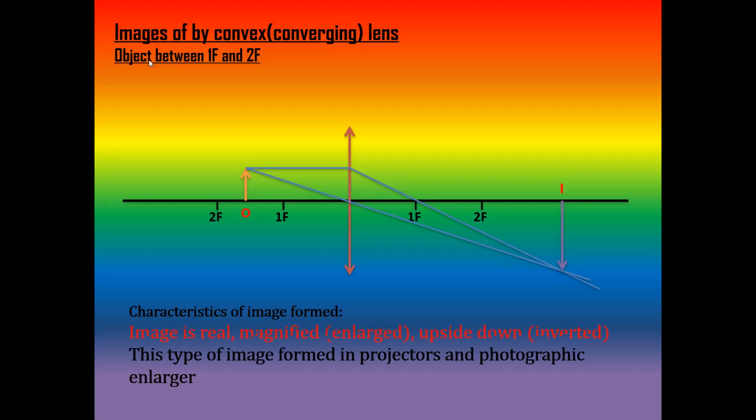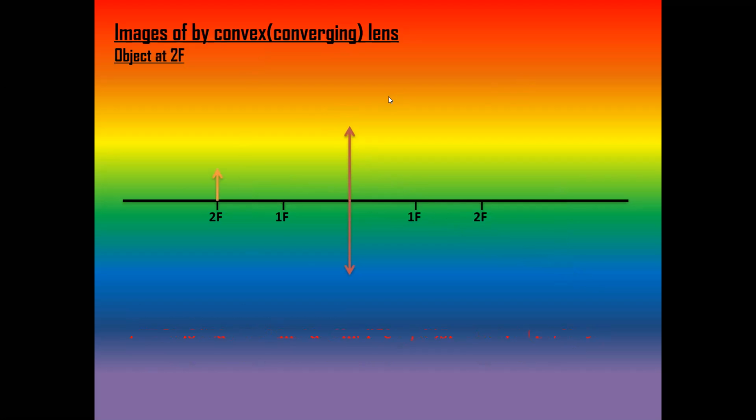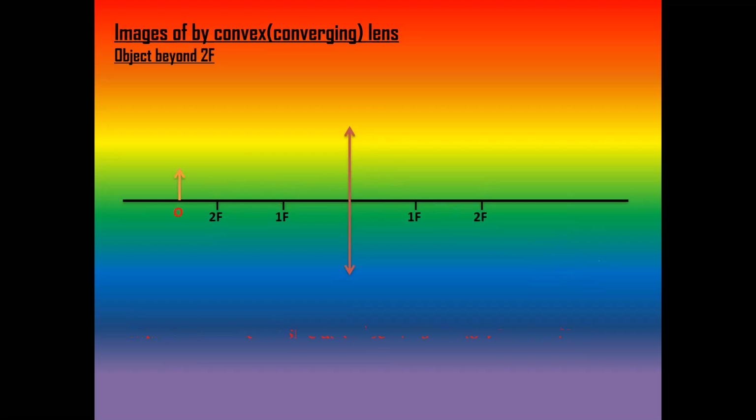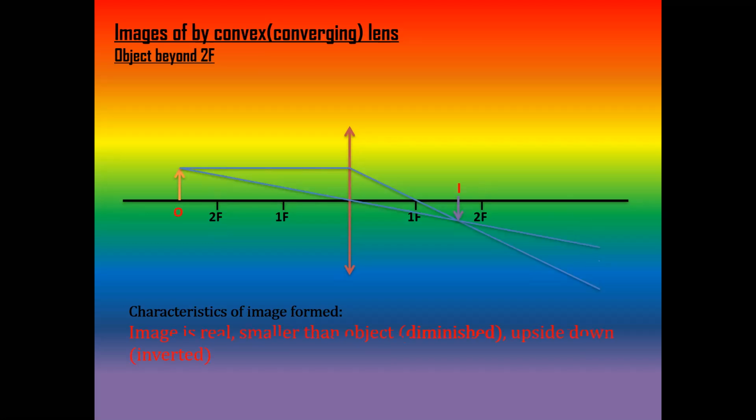That means if you want to enlarge photographs, we can use this convex lens. When the object is at 2f, the image will also form at 2f. It is real, the same size, and upside down or inverted. When the object is beyond 2f, the image will form between f and 2f. This will be a real image smaller than the object, or diminished, and it is upside down. So real images formed by a convex lens are always upside down. A virtual image is upright.